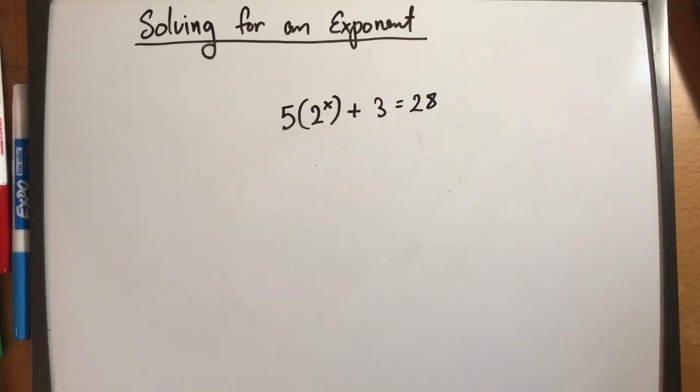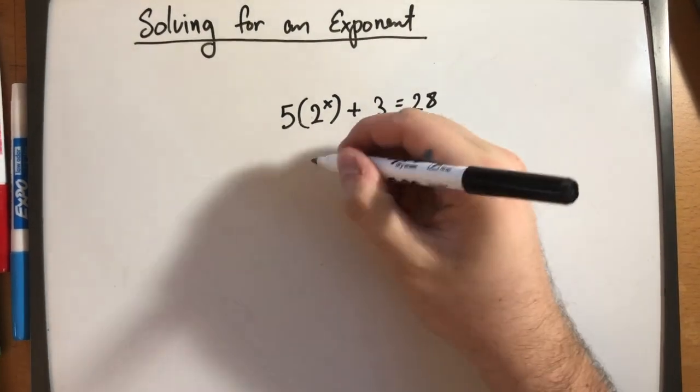Let's take a look at this problem here. So our goal is to solve for the exponent x. So the first thing I would do is subtract 3 both sides.